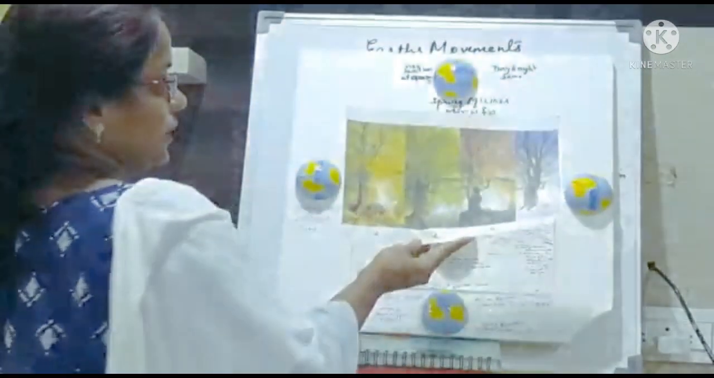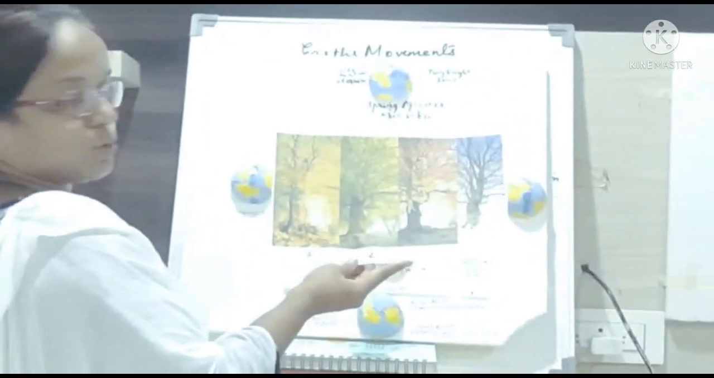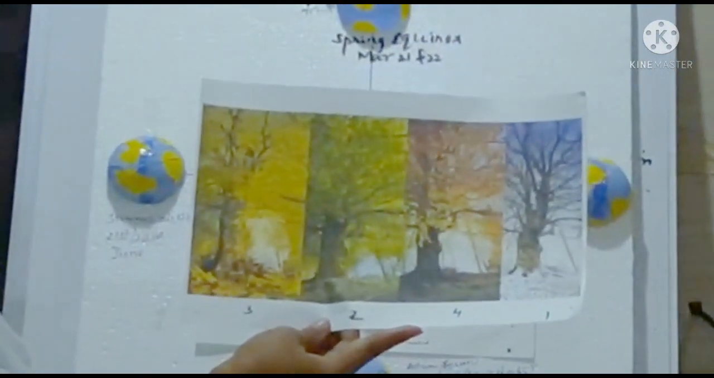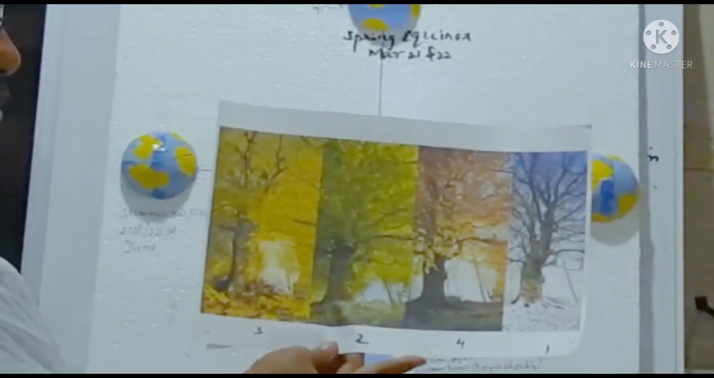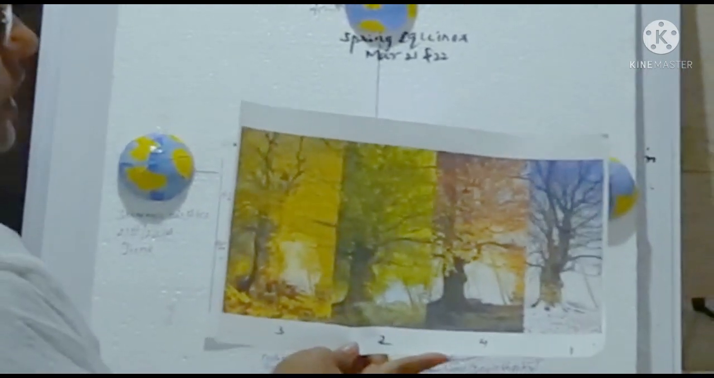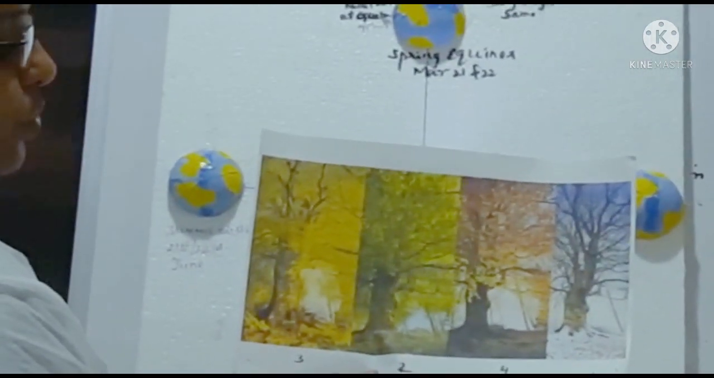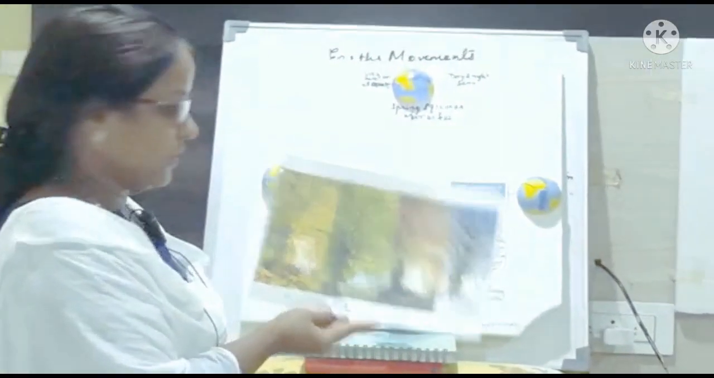Here, if you look at the picture as we have discussed, you can see the same tree undergoing so many changes in a particular year. In this picture, one tree is covered with snow, and the other one is sprouting leaves. In the third, the sprouted leaves have grown fully, and in the fourth one, the ripe leaves are falling down.